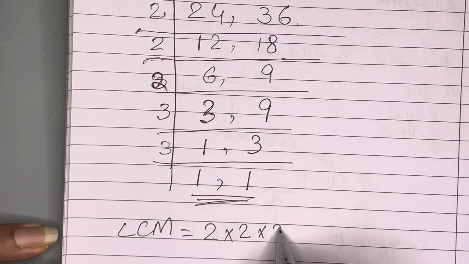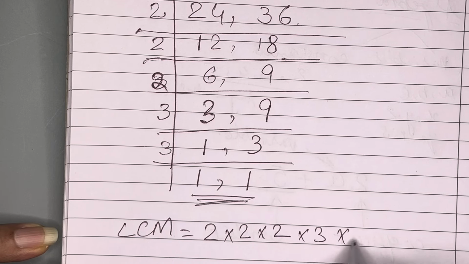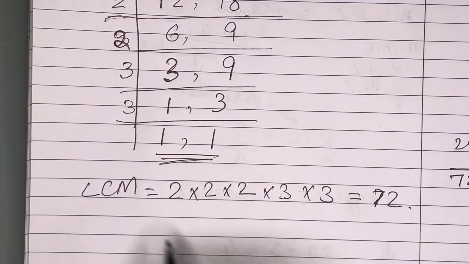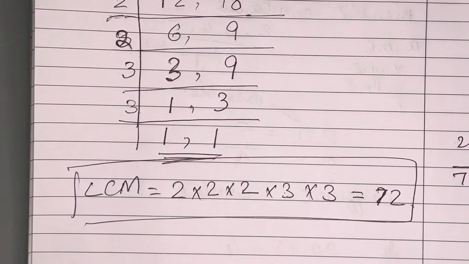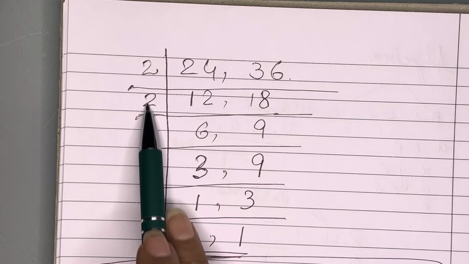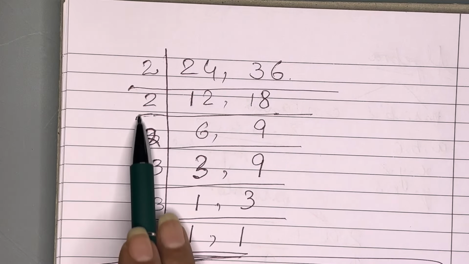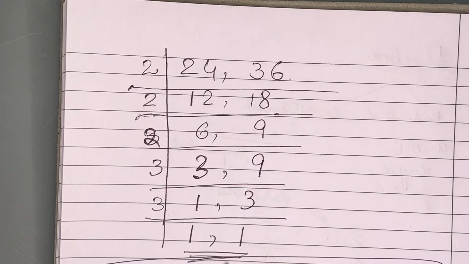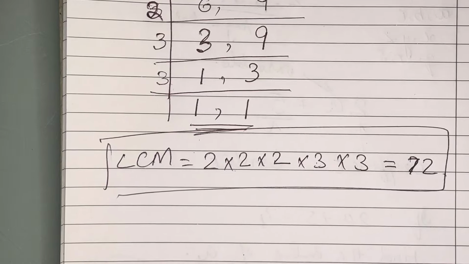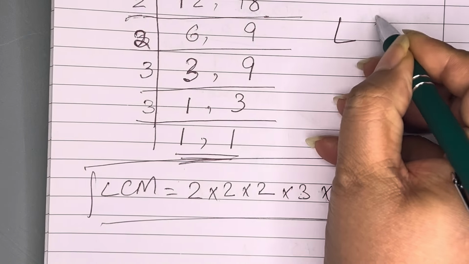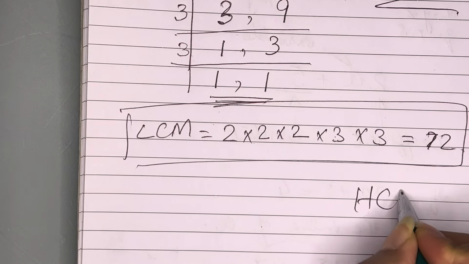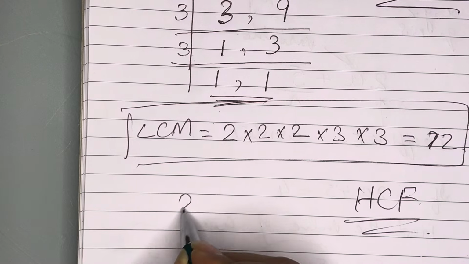So we will multiply all the dividers, the prime numbers. 2 multiplied by 2 by 3 by 3, and we got 72. So the LCM of 24 and 36 is 72. And how did we get it? By multiplying all the prime factors which we got by division, and we were left with 1 at the end. So this was LCM, the number 72, and now we will calculate the HCF.